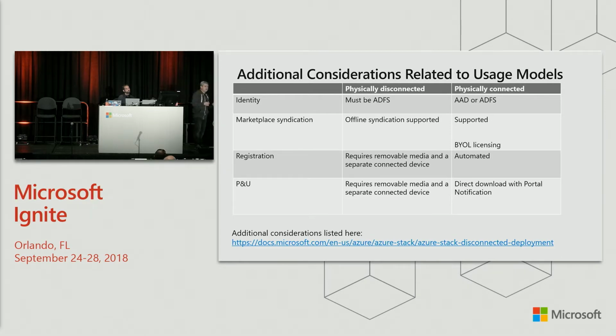And then your registration. If you are connected, from within the stamp you can go ahead and do your registration, and it automatically activates your Azure Stack solution, which will enable syndication. But if you are disconnected, the only way to register is to create a registration token, go to another connected machine, activate, get the activation token, take it back to Azure Stack, and activate Azure Stack. So it's an additional step that you need to take.